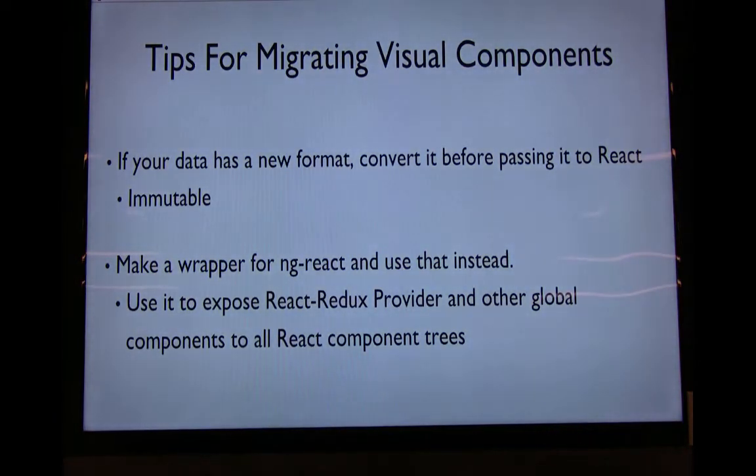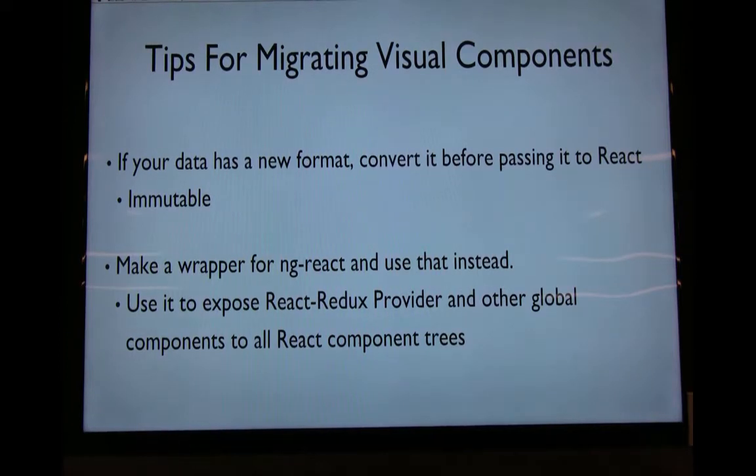So here are some of the tips we learned that caused us headaches. One of the first things is if your data has a new format, it's best to make sure you're using it from the start in all of your new components. The key thing here might be Immutable.js. You don't want to pass non-immutable objects to your React components if you know you're going to later convert them to immutable. That's just going to be rewriting brand new code.